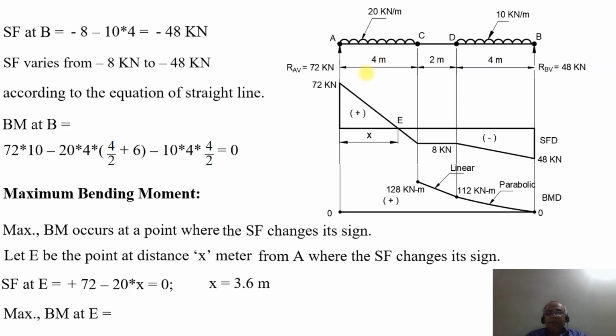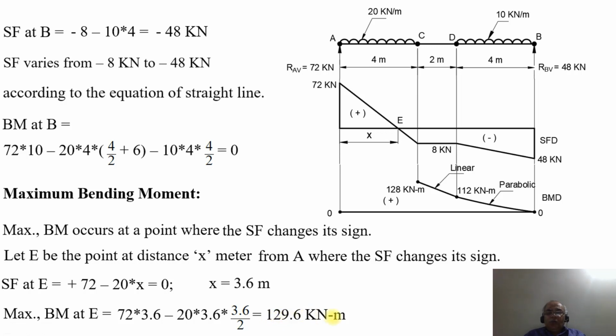Now what is going to be the maximum bending moment? The maximum bending moment will be equal to 72 into x minus 20 into x by 2. Since the value of x is 3.6, substitute the value of x as 3.6 now. So that means 72 into 3.6 minus 20 into 3.6 into 3.6 by 2. On simplification, you are going to get 129.6 kilonewton meter.